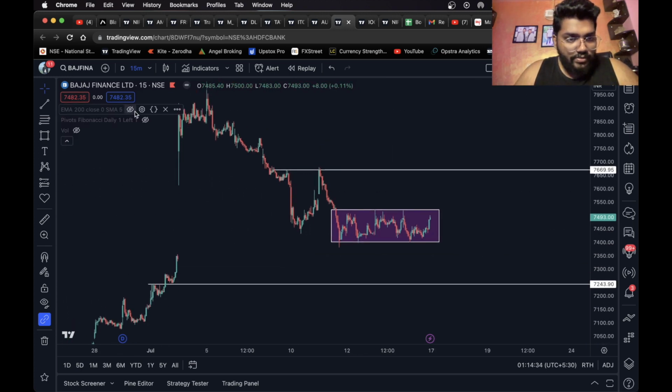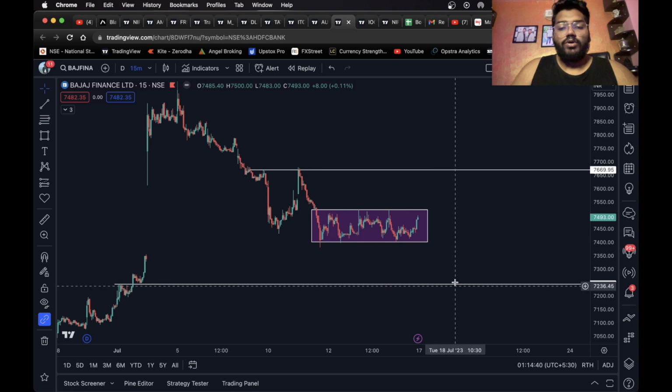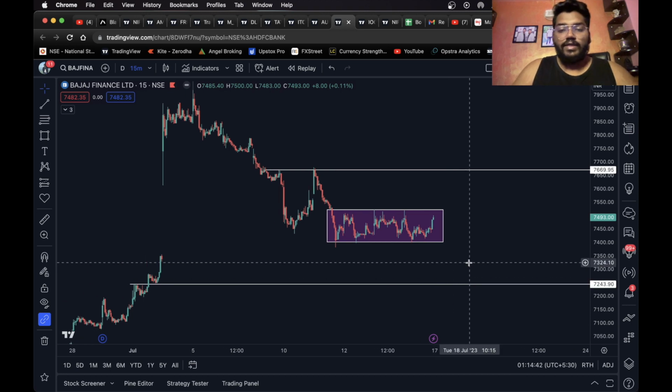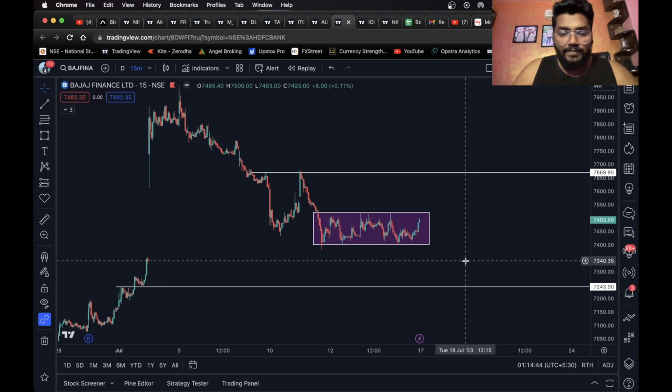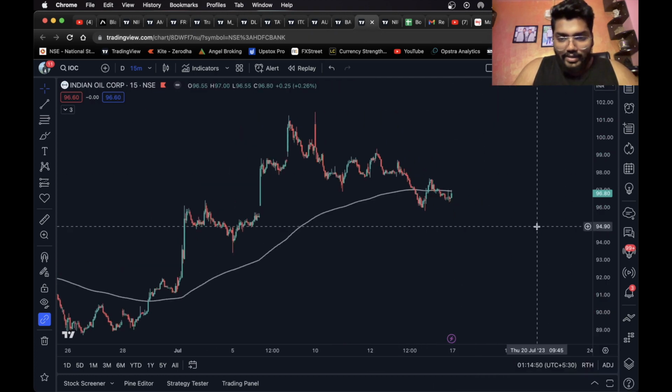I'll just check with the 200 EMA once. Okay, 200 EMA is also here. Perfect. So this is a consolidation. So we are going to wait for the box breakout. Once it breaks out on either side, an entry can be taken, and for targets, like I have marked, you can hold it till the marked levels. Okay. Moving on to the last one, we have Indian Oil.